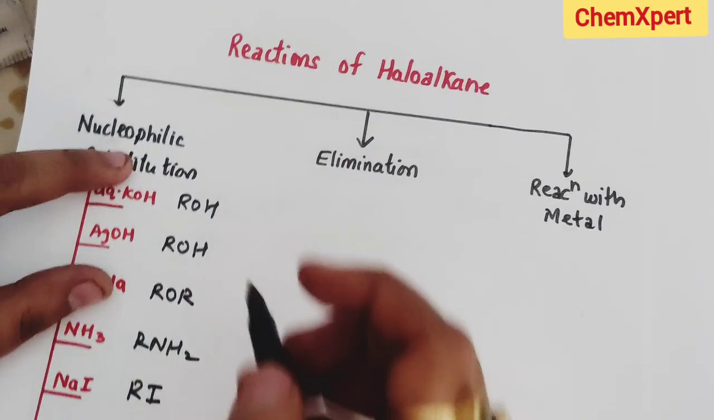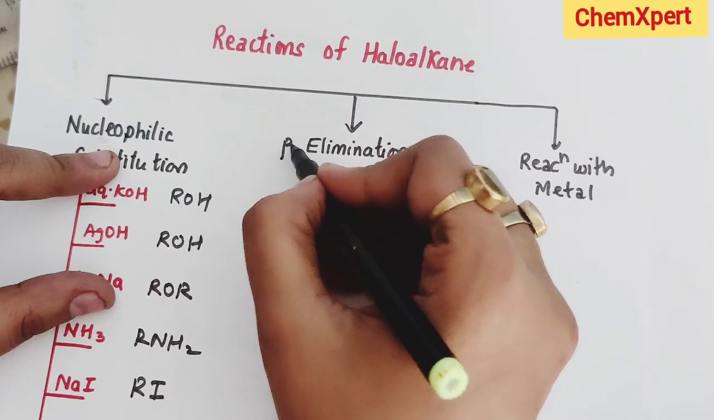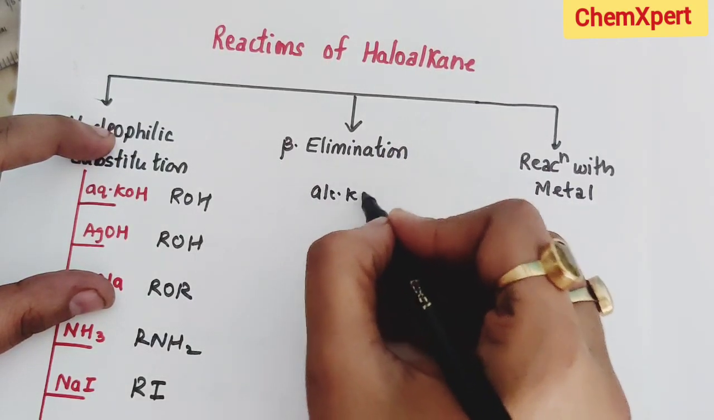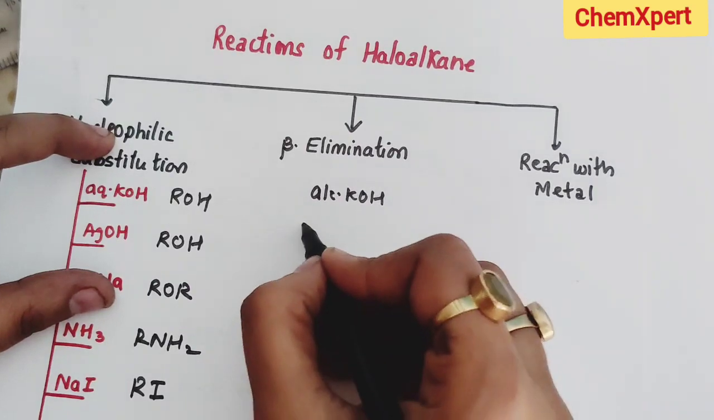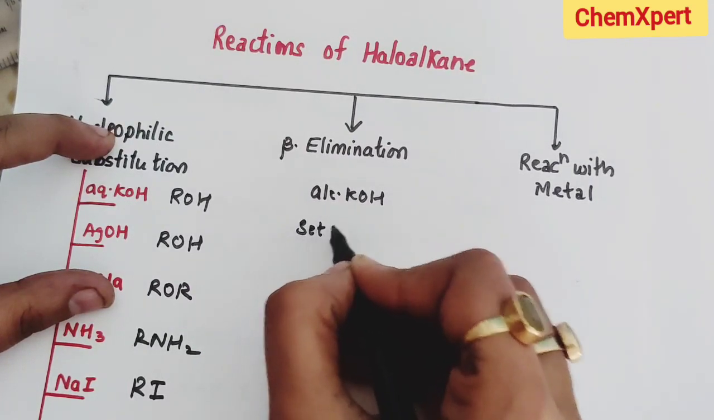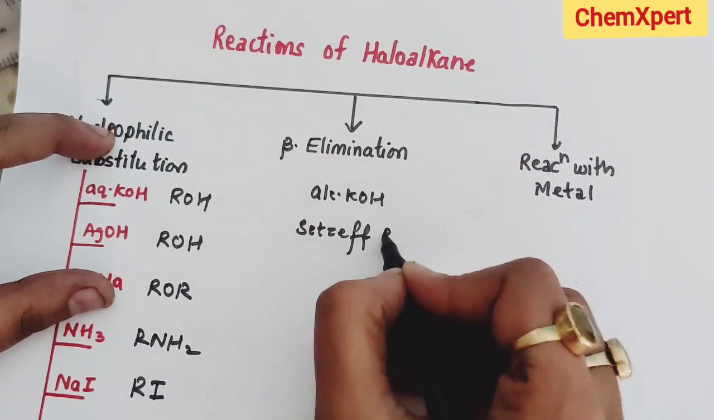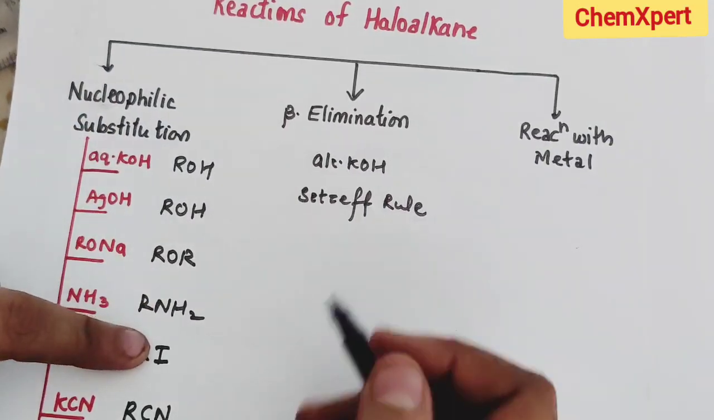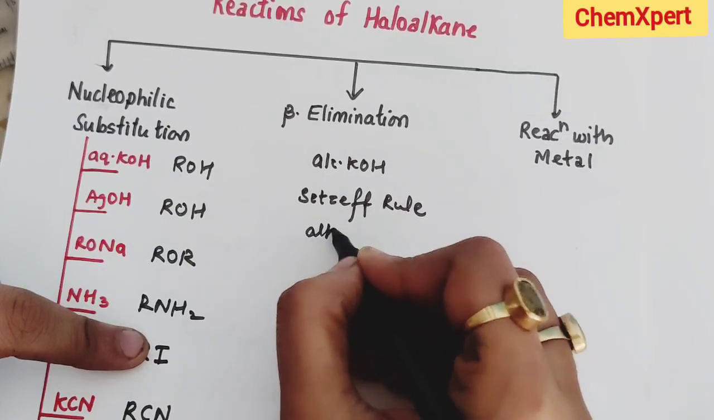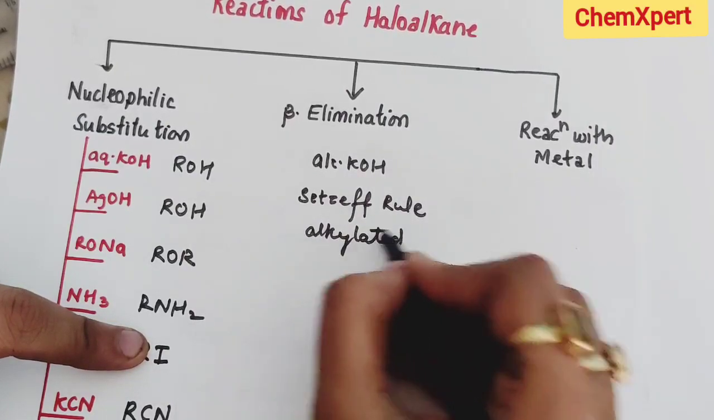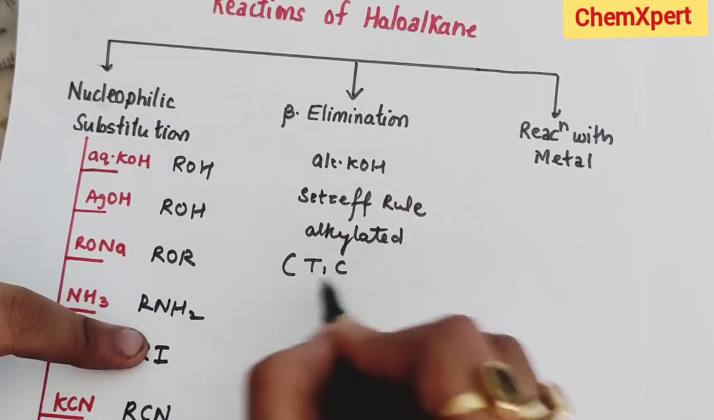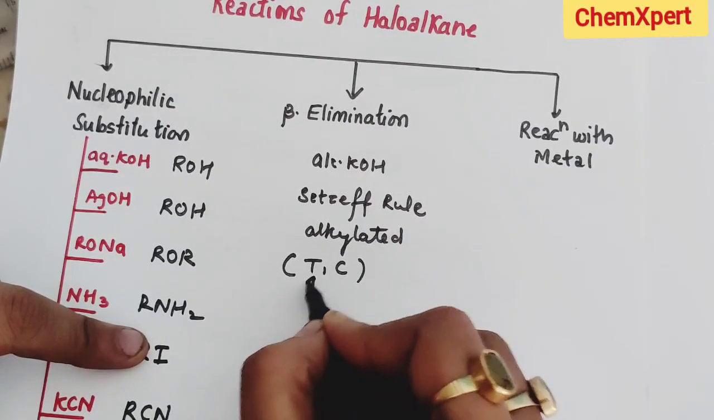Now, beta elimination reaction. What is the condition? That is alcoholic KOH. Now, which rule is followed? It follows the Saytzeff rule. And an important point, when we apply the Saytzeff rule, the product which is more alkylated is to be formed. This is the first point. And the second point, if there is a possibility of trans and cis, then the trans isomer will be in the major amount.